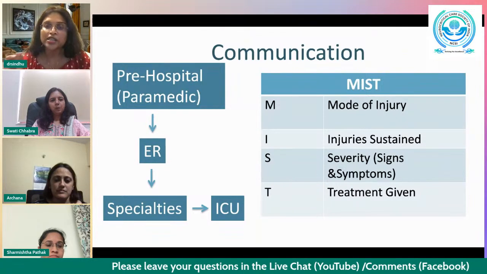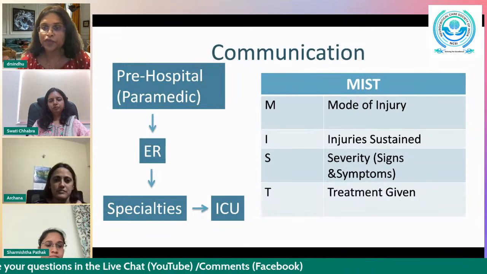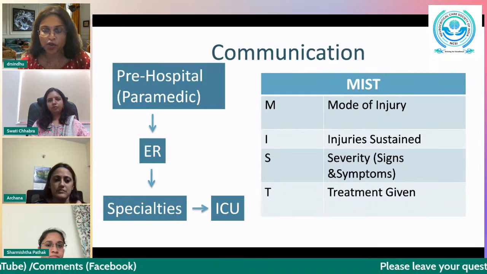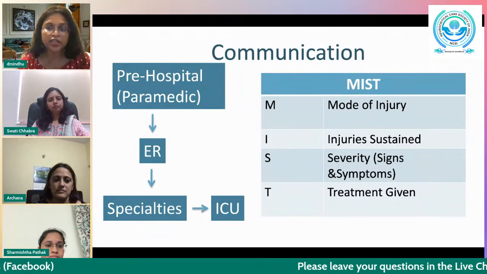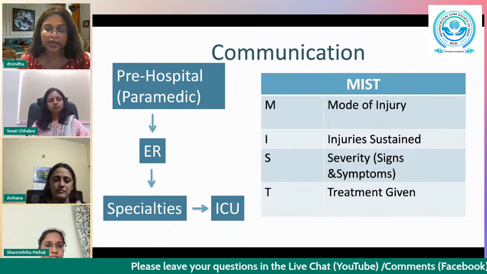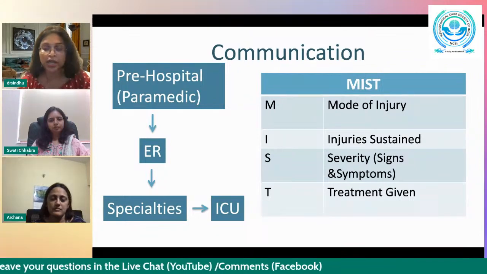MIST scale. So MIST is nothing but M for mode of injury, I for the injury sustained, S for the severity of that, that is the signs and symptoms of the injury, and T for what was the treatment if given earlier, if some first aid was done. So this makes sure that we don't miss out anything on the treatment which is given earlier, and helps in the continuity of care.